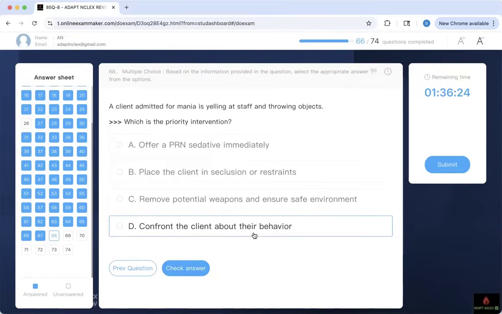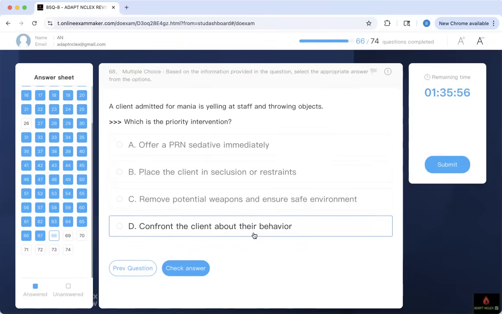The client admitted for mania is yelling at the staff and throwing objects. This tells you it is a safety question. Which is the priority intervention? Every mental health case, always think about safety. Offer a PRN sedative immediately. Place the client in seclusion or restraint. Remove potential weapons and ensure a safe environment. Confront the client about their behavior. Every mental health question, think about safety.